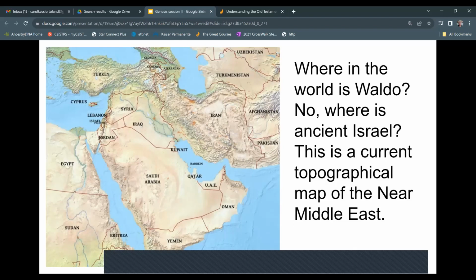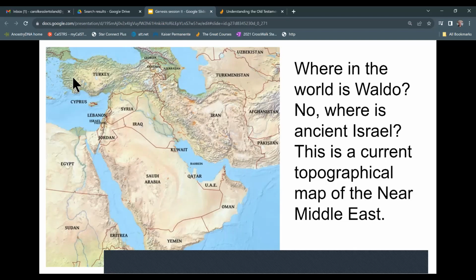So I'm going to show you some maps in the next few slides. I say, where in the world is Waldo? Well, I mean, where is ancient Israel? This is a current map of the near Middle East. So you can see it's focused on the geography, and it's very, very dry. You can tell by the sandy color that it's meant to represent dry areas of land. And then it's also very mountainous on the edges.